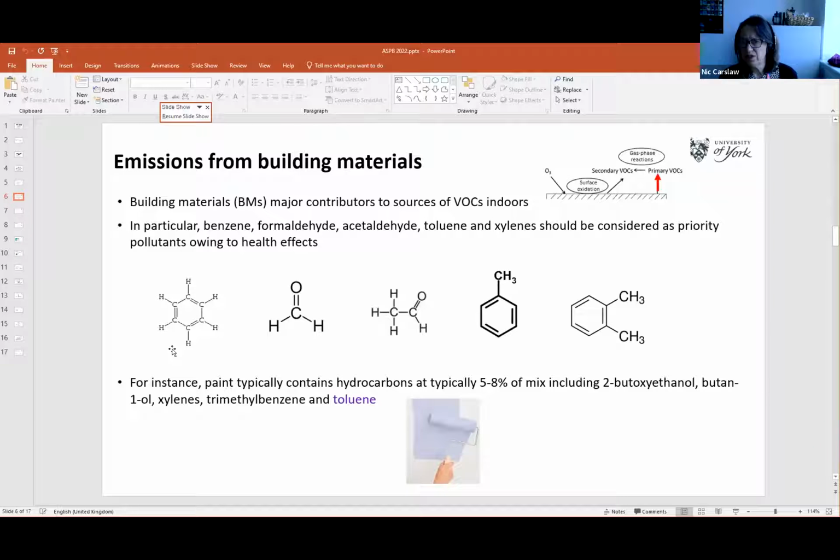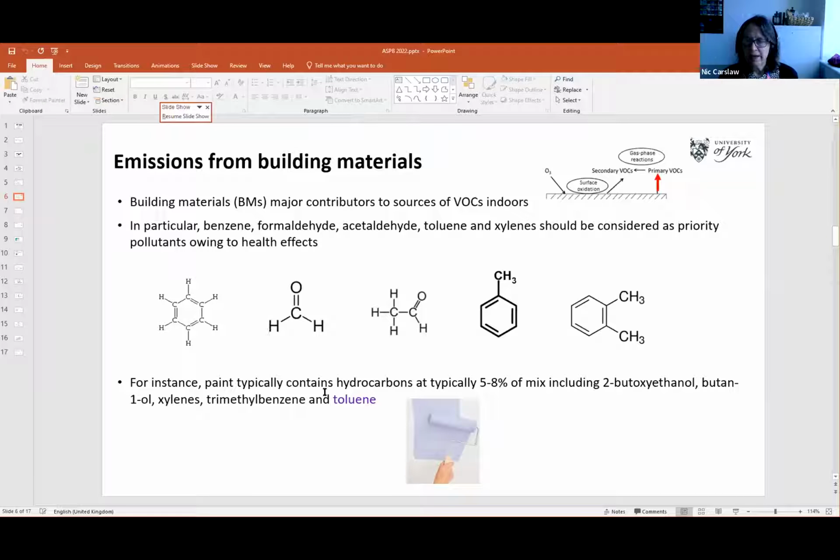And I'm sorry if this is bringing back painful memories for anyone who hasn't done chemistry since they were at school. Formaldehyde, which is this substance here, and another aldehyde called acetaldehyde here. This is toluene, and then this is a xylene. So we've got a mixture of aromatic species, and these are called carbonyl species. And all of these have implications for health. So we know, for instance, benzene and formaldehyde are both carcinogens.